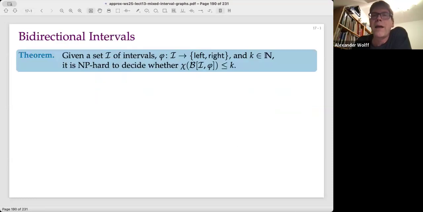Okay. And since we had this nice construction, we also extended it to bidirectional intervals, where for each interval you're now given a direction, left or right, and you get a directed edge in the intersection graph if they both go left and one is further left than the other, or they both go right and they overlap, and the edge will go from the left to the more right interval. And the statement is the same. It's NP-hard.